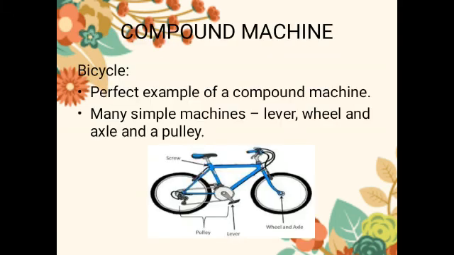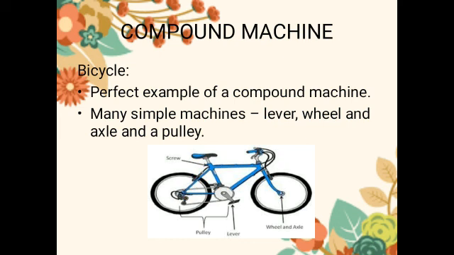So today we are going to discuss the next type of machine, that is the compound machine. So what may be the examples for compound machine, children? Yes, wheelbarrow and bicycle. So how is it made up? What is a compound machine? Yes, if a machine is made up of more than one simple machine, then it is said to be a compound machine.